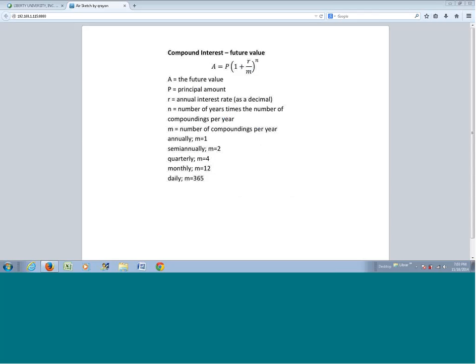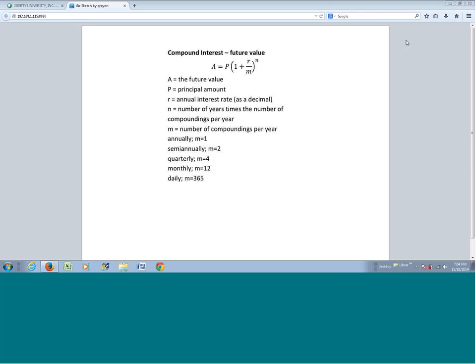Okay, so we're going to start with working with this compound interest formula and finding the future value of an investment or a loan that uses compound interest. So A stands for the future value, which is what we're trying to find. P is the principal amount, which is the amount of money you're starting with. The R is the annual interest rate as a decimal.